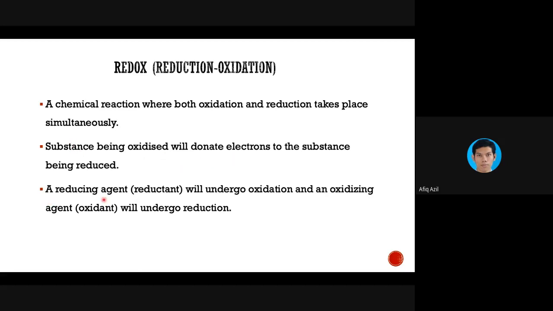So a reducing agent will undergo oxidation. Okay, it is like the opposite, a reducing agent undergoes oxidation. So this is called a reductant. And an oxidizing agent, which is an oxidant, will undergo reduction. Okay, will undergo reduction.